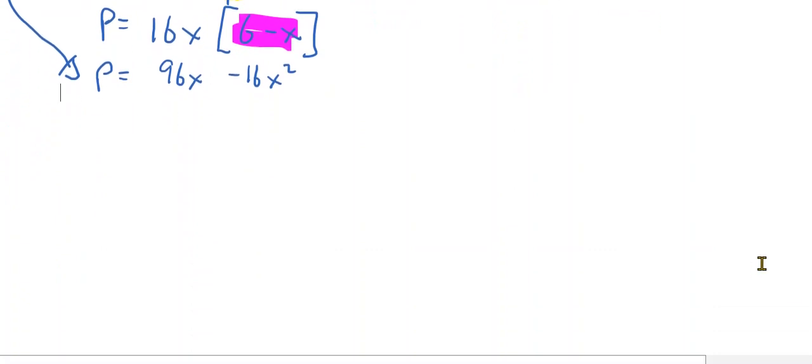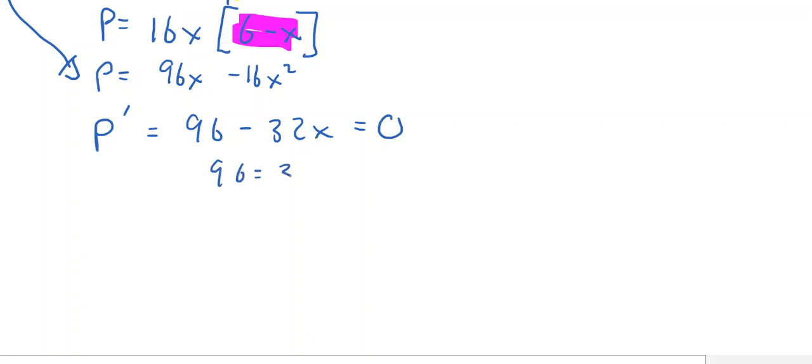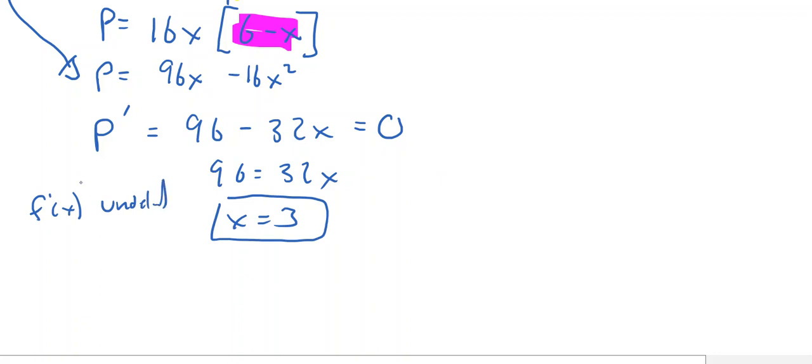So remember that the extrema, or the critical values, are where the first derivative is equal to 0 or undefined. So let's find the first derivative, p prime. The first derivative would be 96 minus 32x. Well, to find the critical points, we set this equal to 0. And so we get 96 equals 32x, or x equals 3. You'll also notice that there is no place where p prime of x is undefined, so we don't have to worry about that. So this is our critical point, or the critical value, which will give us our extrema.